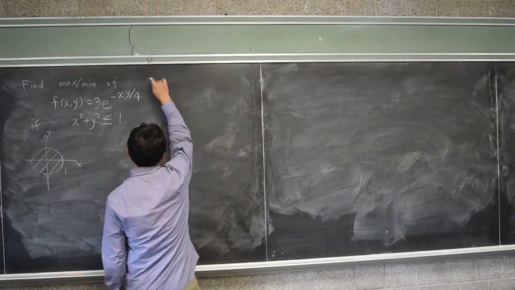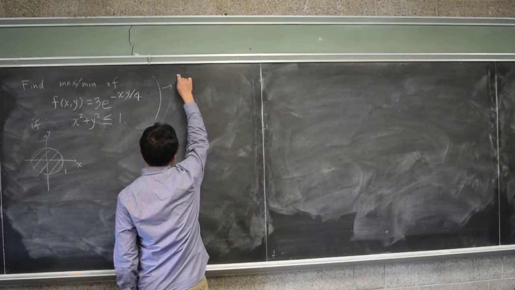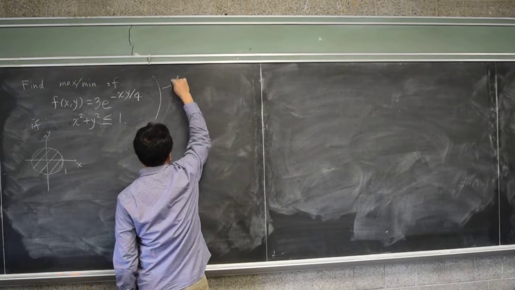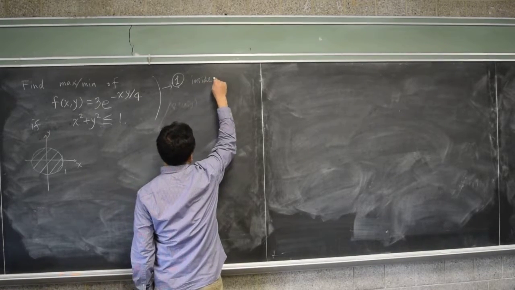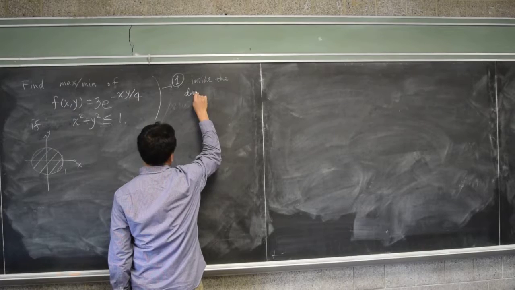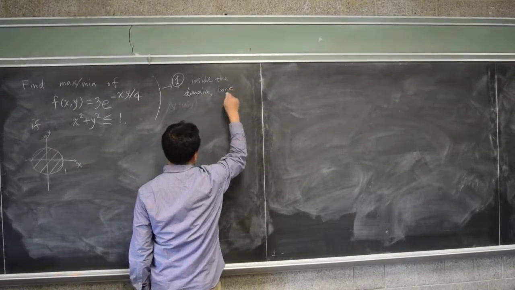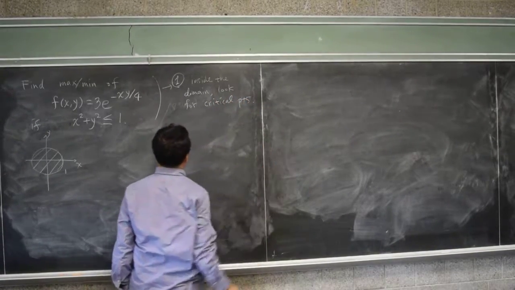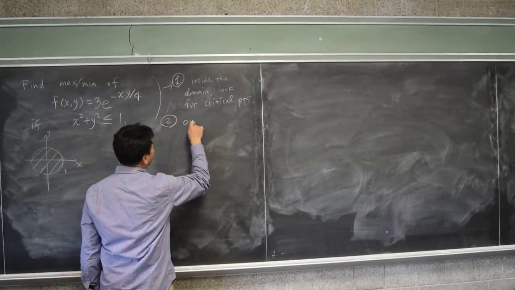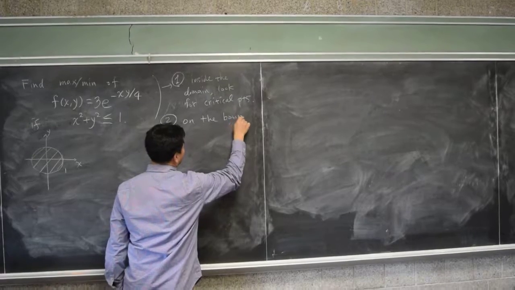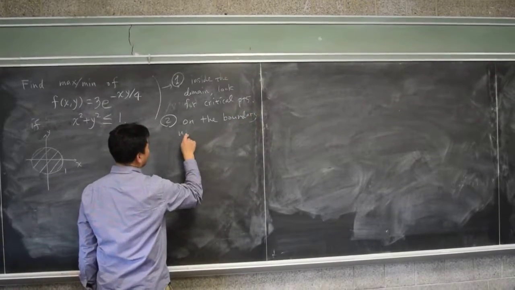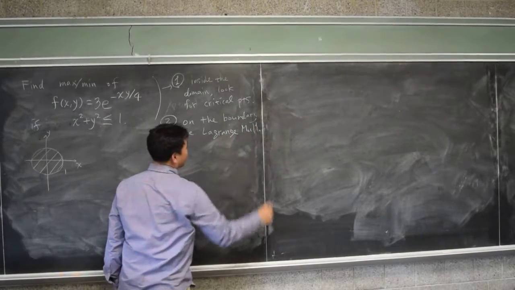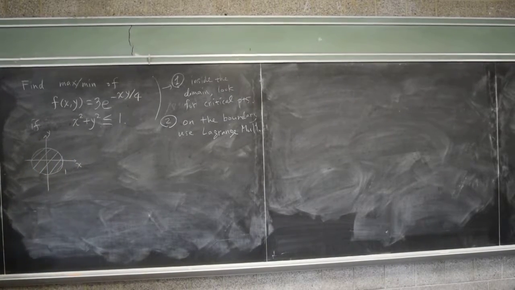So such a question is number 1, inside the domain, look for critical points. And then on the boundary, use Lagrange multiplier. Okay? That's what you have to do.